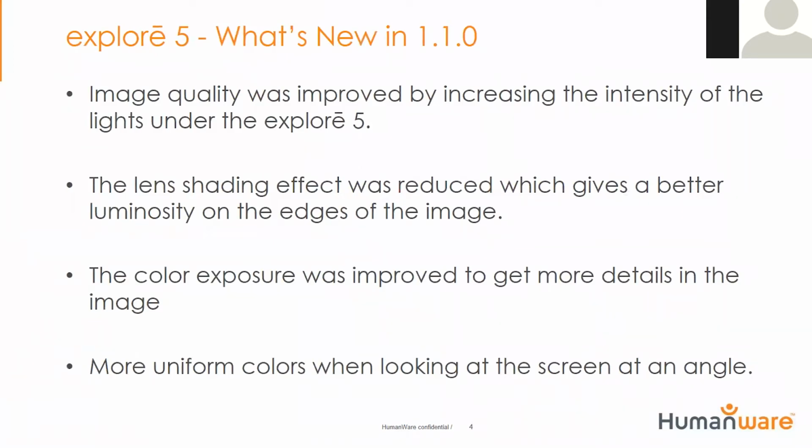What's new in version 1.1.0? We have worked a lot on image quality for the Explore 5. So the first thing we did is that we increased the intensity of the lights on the Explore 5, and we noticed a better image quality. We also reduced the effect of lens shading, meaning that there's going to be a better luminosity on the edges of the image. We also improved the color exposure to get more details on the image. And also we have more uniform colors when looking at the screen at an angle. This is for Explore 5.